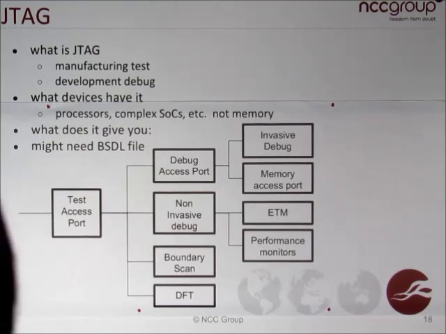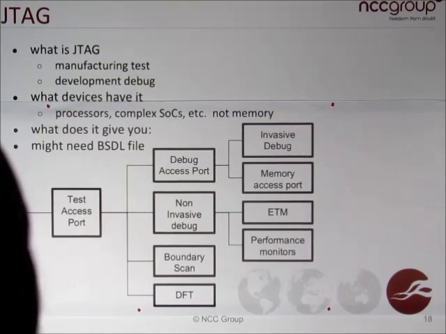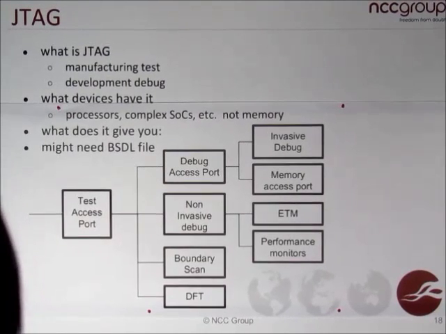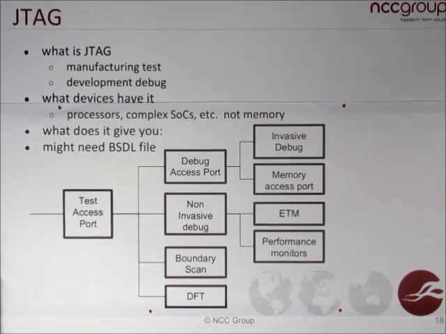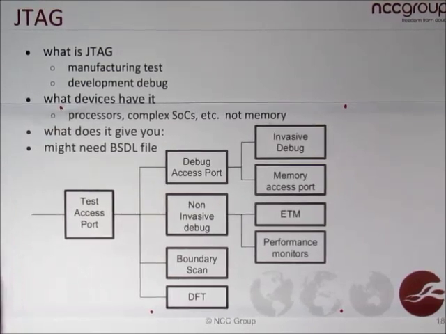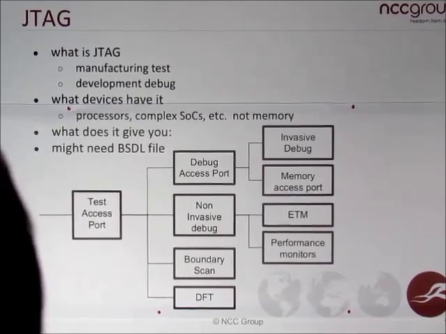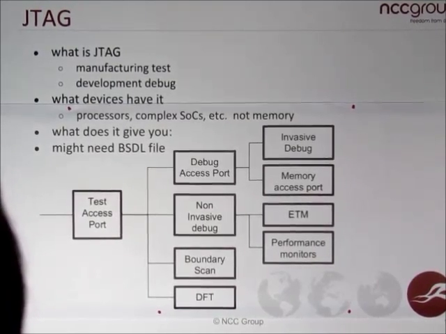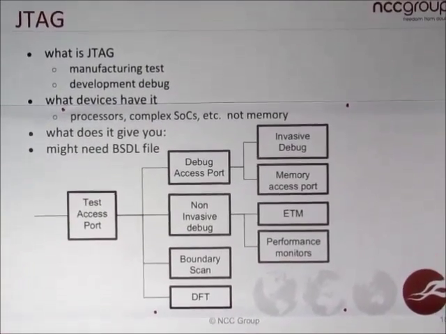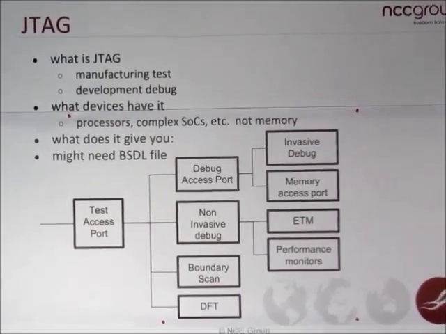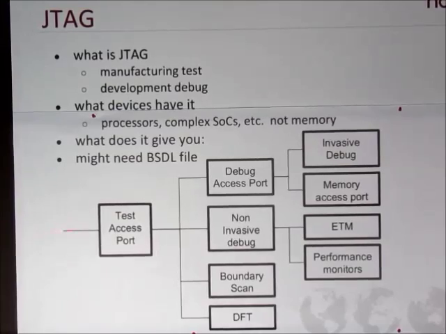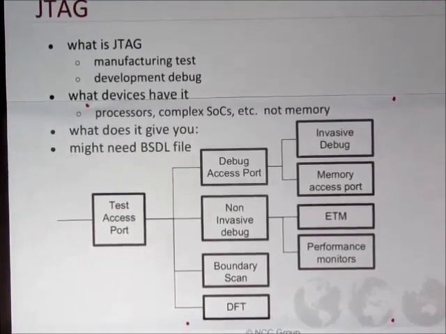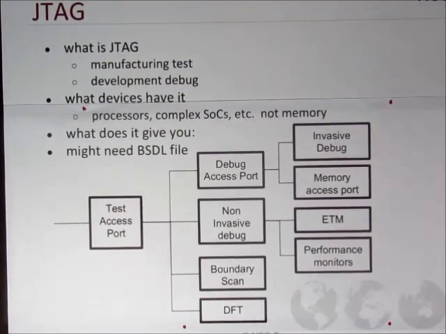JTAG I mentioned. JTAG is essentially a test interface for manufacturing tests. Later some debug capabilities were added. Almost all devices are going to have this sort of thing. Memory generally doesn't, but processors or any complex system on chip do. Essentially, all of this diagram here is what you'll see inside the Apple device. On the left here, you have access to a couple of pins that give you access to this test access port. Inside that, there'll be a multiplexer that gives you access to a bunch of other things.